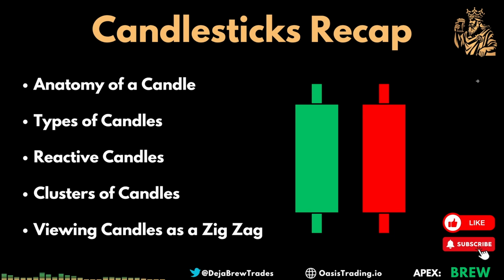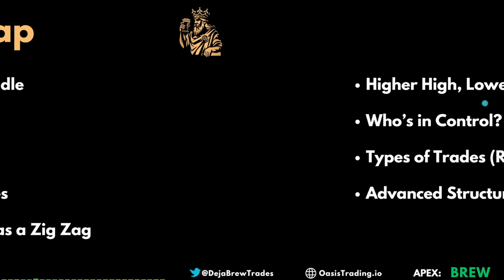Okay, before we get started with market structure, let's go ahead and have a quick recap of what we talked about in our last video, candlesticks. We talked about the anatomy of a candle, the types of candles, reactive candles, viewing candles as a cluster, and also viewing them as a zigzag, not zooming in too much to each individual candle. Make sure before you watch this video, go back and watch our candlesticks video, or if you understand these concepts, let's go ahead and get started.